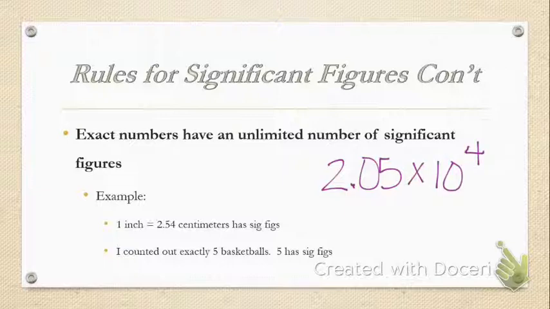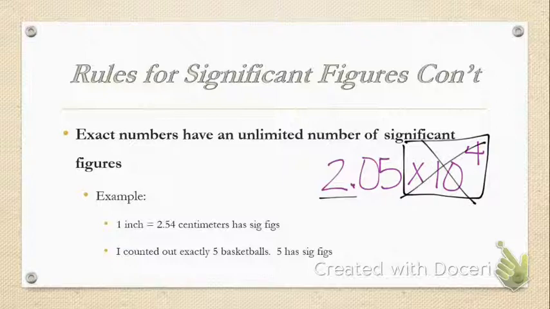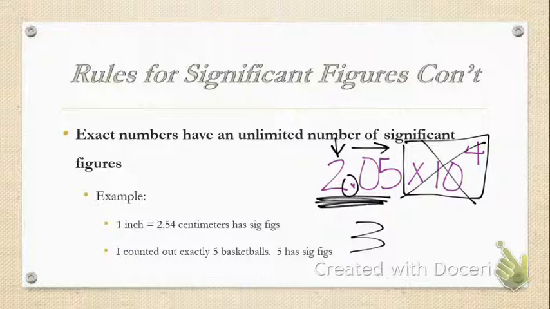If you ever get a number that's in scientific notation and they say, how many sig figs is this? You totally ignore everything right here. You only look at this. So in this case, we have a 2, that counts. We have a decimal, so we count everything, so that would be 3. Okay, let's try this one.